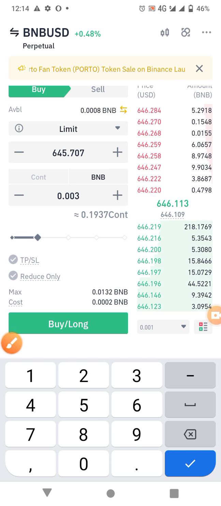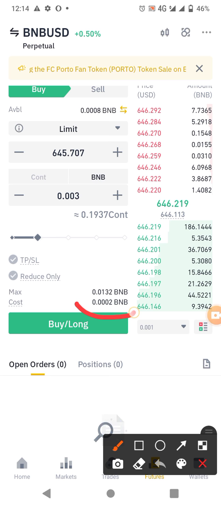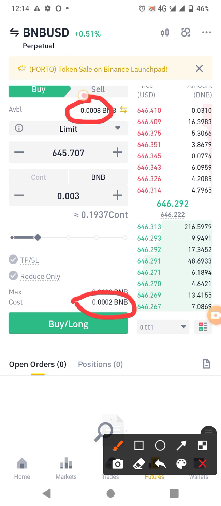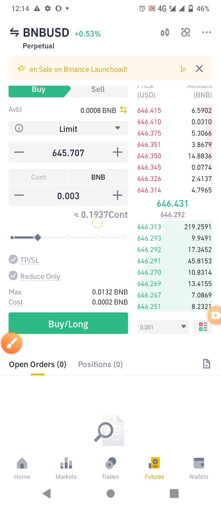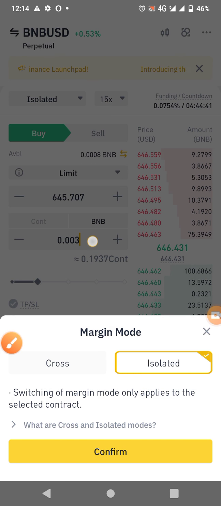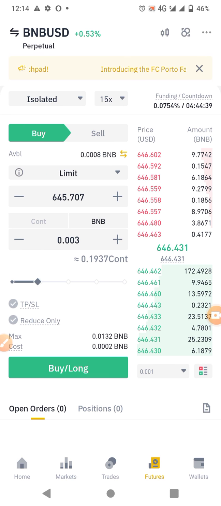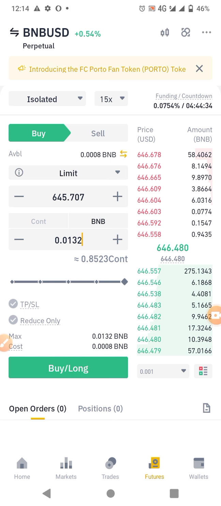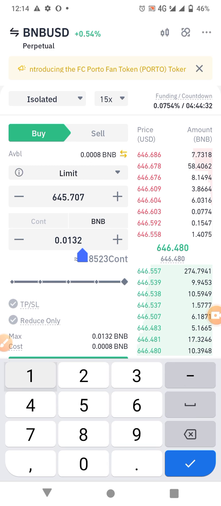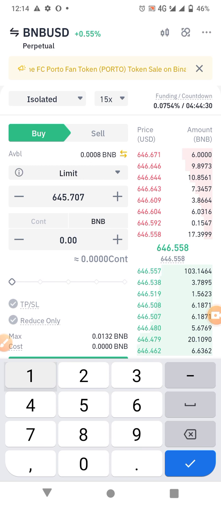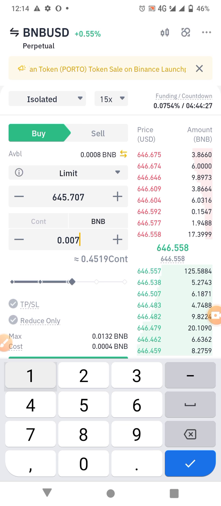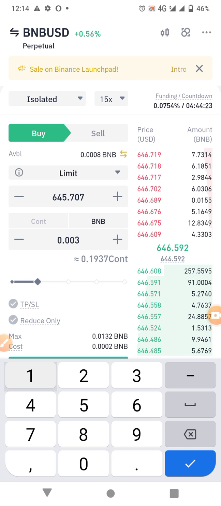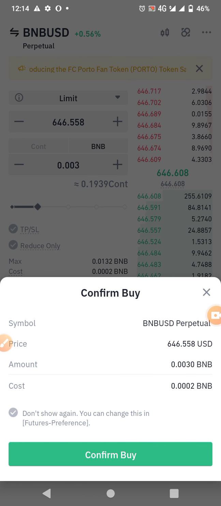What you check is this cost. The amount of BNB I have is 0.008. So I'm using 0.002. So I set it to isolated and I set my leverage to 15. So I'll just buy long. And don't let me sell everything finish because I will still open more trades. I'll just buy long. Confirm buy.